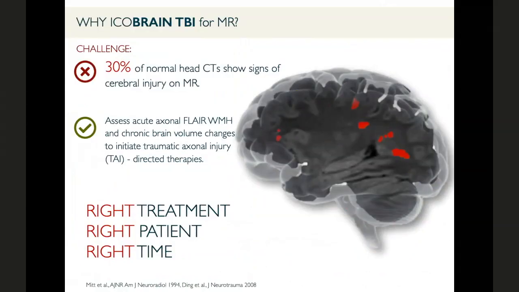We also have the icobrain TBI for MR, and this is really focused on MR scans for patients who have an apparent normal head CT, but potentially show signs of cerebral injury on the MR. So in this report, we assess the acute axonal FLAIR white matter hyperintensities and the chronic brain volume changes to initiate traumatic axonal injury directed therapies at the right time.